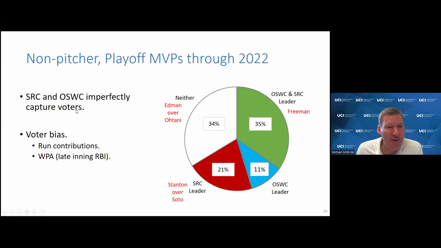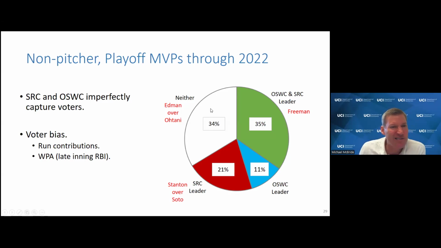This is actually about standard. This is looking at all the non-pitcher playoff MVP selections. I take out the pitchers because the award is not given for offensive contribution. If a pitcher is awarded the MVP, it's for their pitching, not offensive contribution, so I can't judge whether those are bad choices or not. But for any other player, we can see that about a third of the time, the award goes to the person who is the OSWC and the SRC leader. That's an easier choice. That's Freeman winning the World Series MVP correctly. But a lot of other times, the award goes to somebody who shouldn't get it.